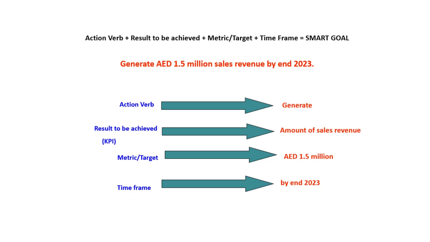Let's apply the formula here. In this example, the SMART goal is to generate 1.5 million sales revenue by end 2023. Action verb is generate. Result to be achieved, the KPI, is amount of sales revenue. Metric or target is 1.5 million. Time frame is by end 2023.